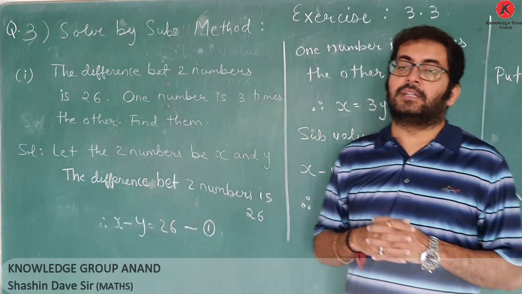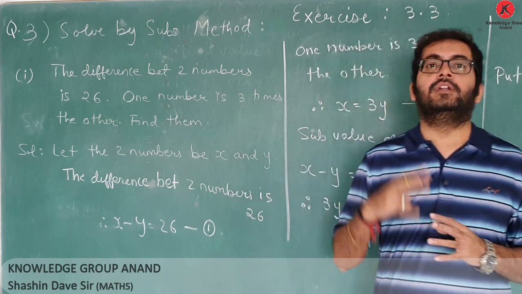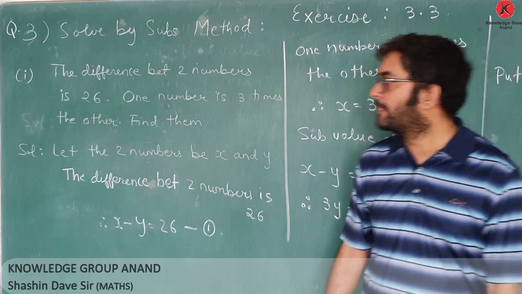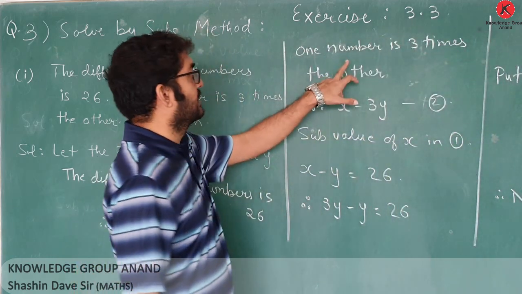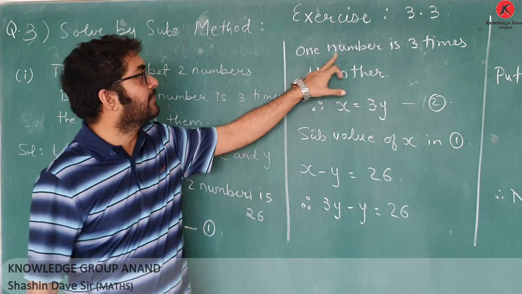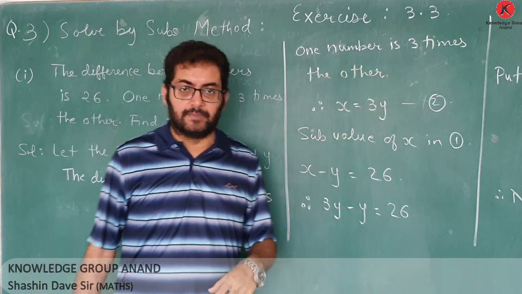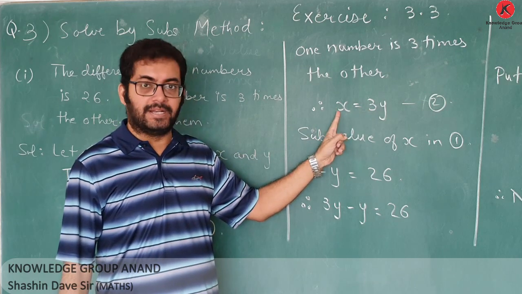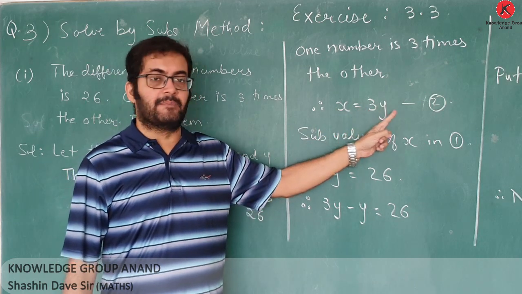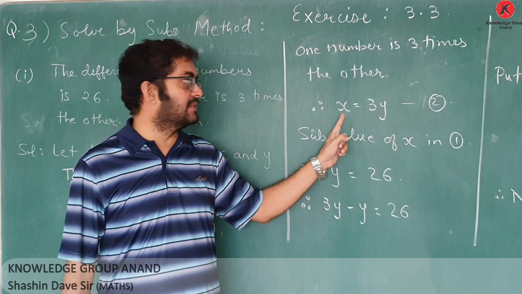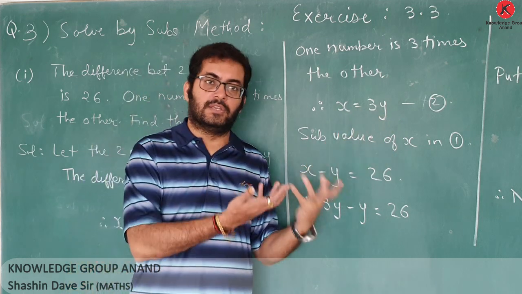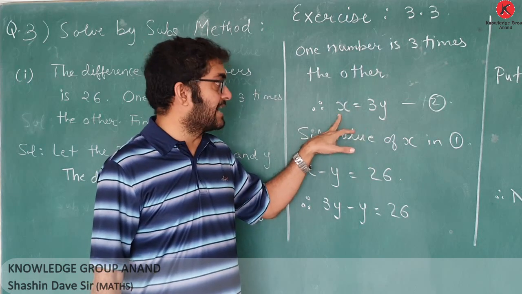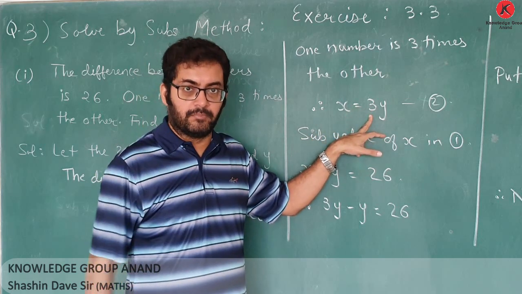But as I said, in this chapter you need two equations. So we will frame another equation using condition number 2. What is condition number 2? Condition number 2 is that one number is 3 times the other. So x is equal to 3y. One number, that is x, is 3 times the other number. The second equation is x is equal to 3y. So I will substitute this value of x, that is x is equal to 3y, in our equation number 1.